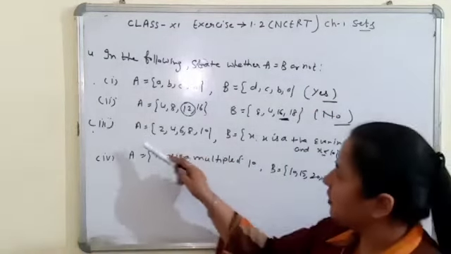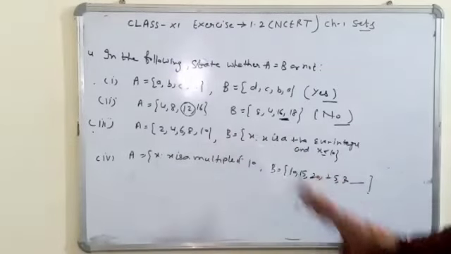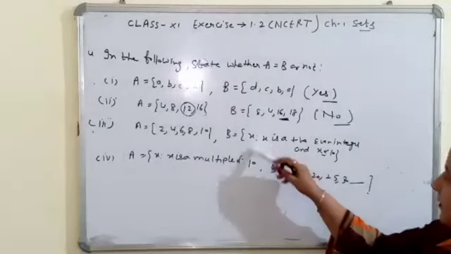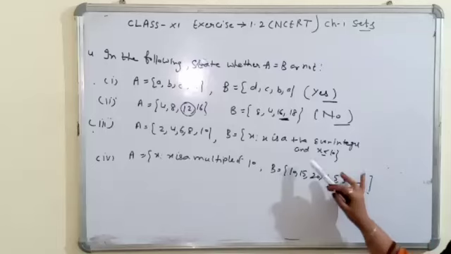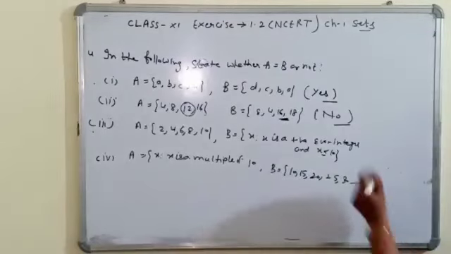Third question: A is {2, 4, 6, 8, 10} and set B is given here as {x : x is a positive even integer which is less than or equal to 10}.